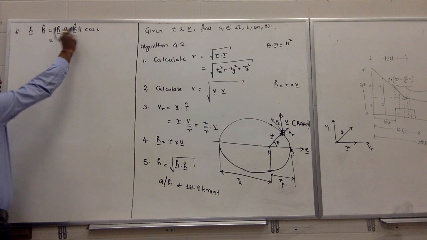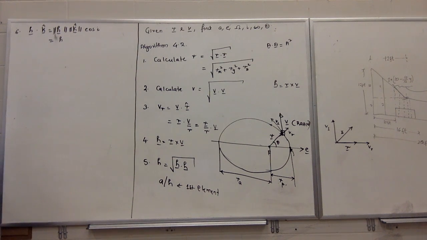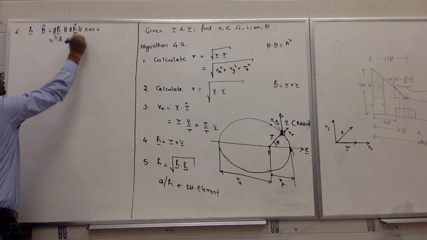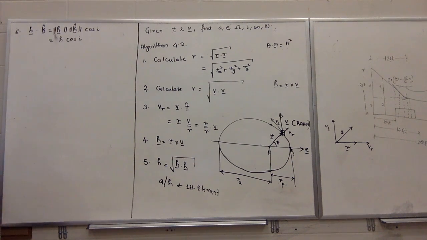What is the magnitude of this? What is the magnitude of that? 1. Yes. See, that is how simple it is. Why is the magnitude of this 1? It's a unit vector. You put a hat on it.